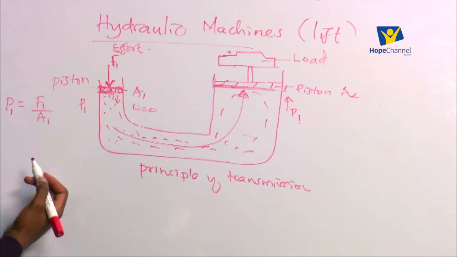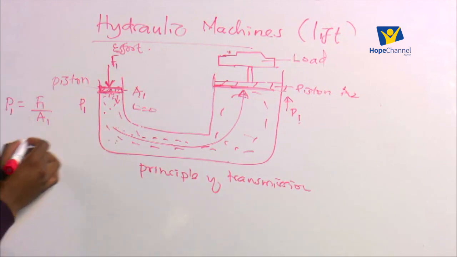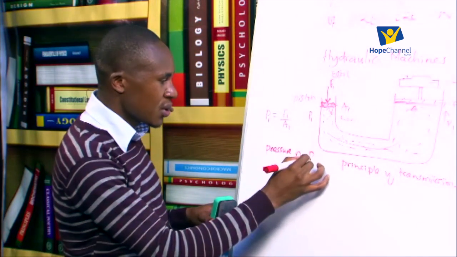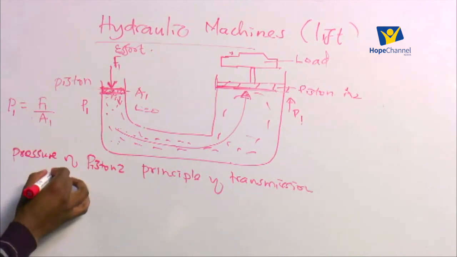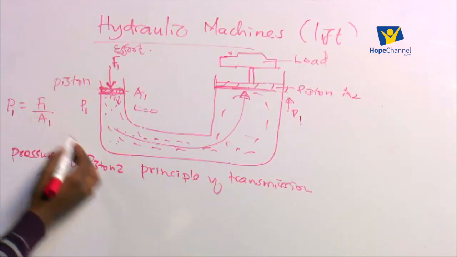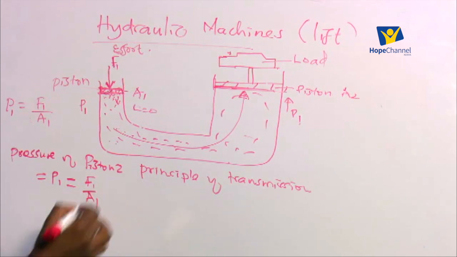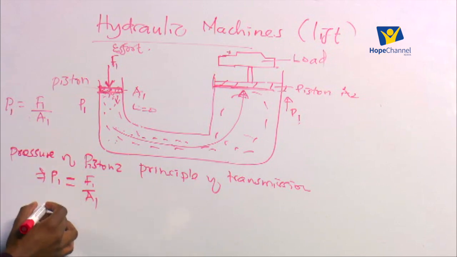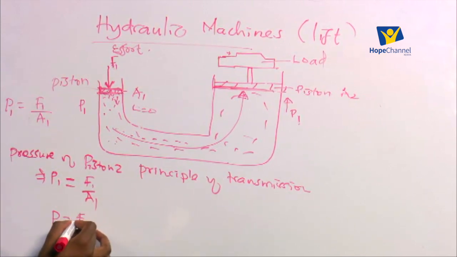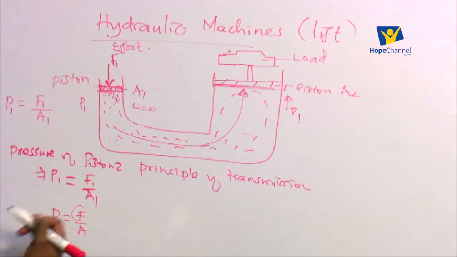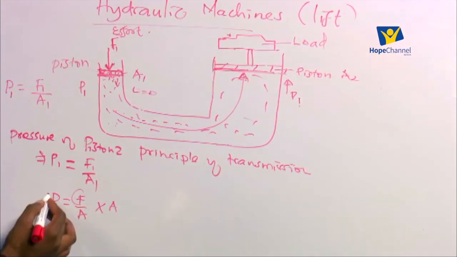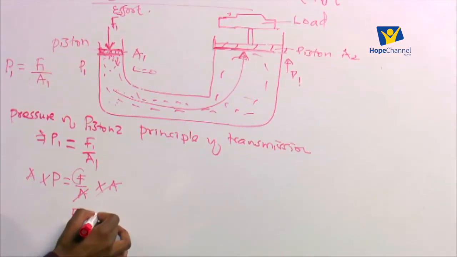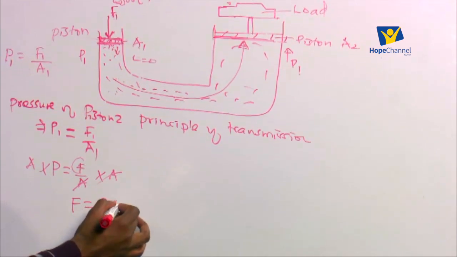Now, this is what we are saying: the pressure on piston 2 will be equal to P1, and that pressure is equal to force F1 divided by A1. But one thing that we already know is that if the pressure is given by the force divided by the area, if we make force the subject of the formula, we multiply by A and A will cancel out. So we have force equals the pressure times the area, or PA.